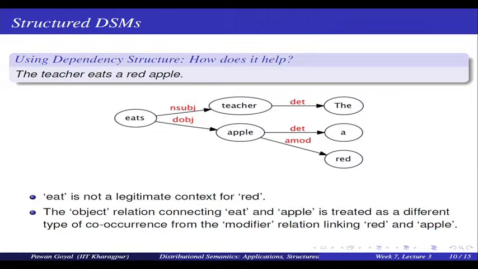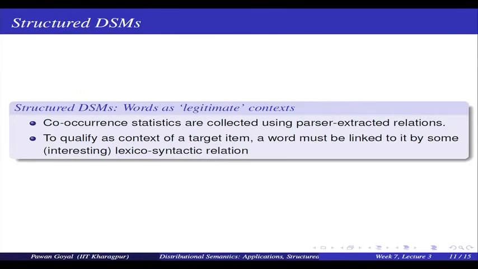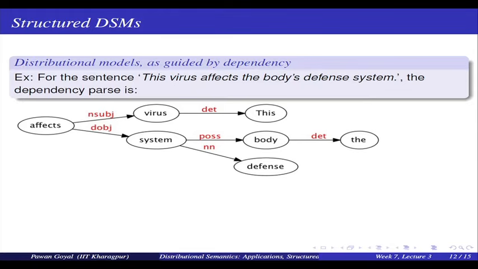Now, from the parser I can get all these relations. So how do I further use those? We will say that to qualify as a context, a word must be linked by some interesting lexicosyntactic relation. What do I mean by lexicosyntactic relation? A good dependency path should exist between the two words. In simple terms I can only use a single edge between two words, but in general you can also talk about larger lengths of edges. So let's take it simply, the simple paths of length 1 between two words.